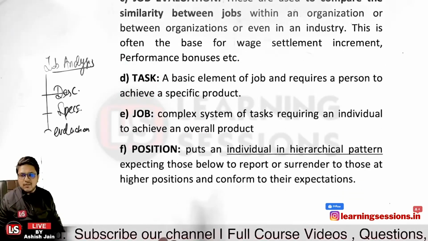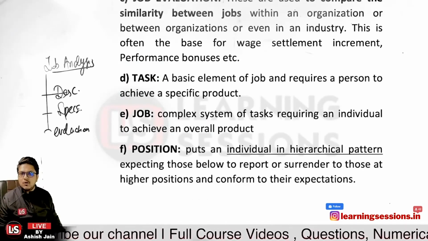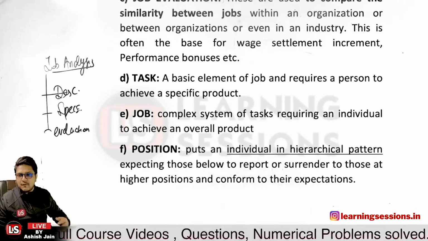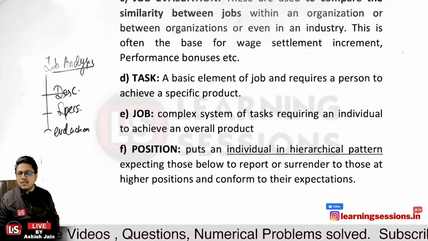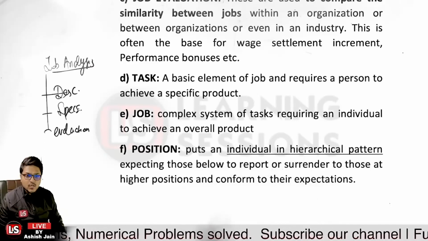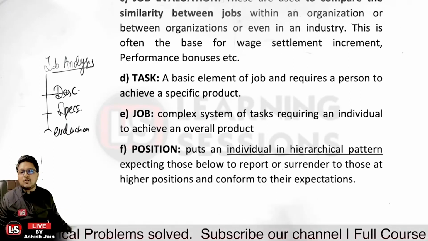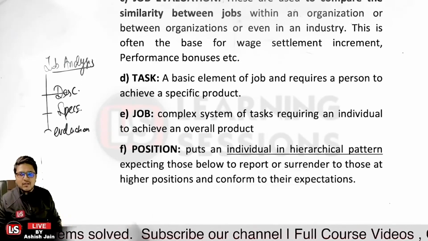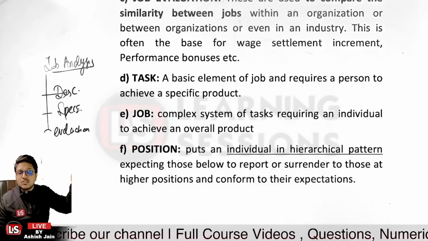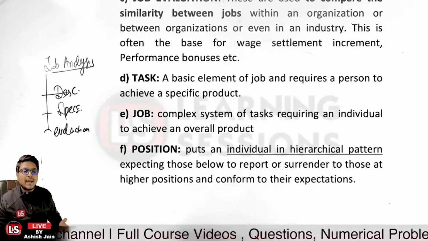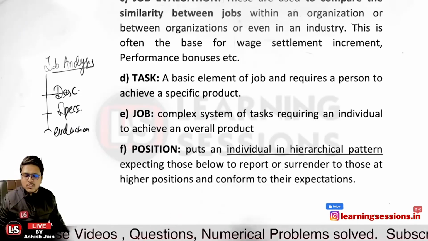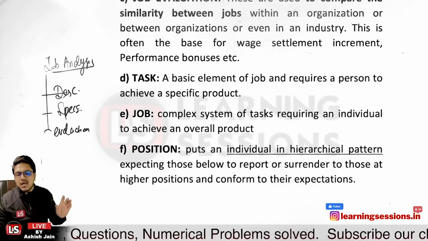So position is related to hierarchy. You are also working under a hierarchy in the bank. There is clerical level, officer level, managerial level, zonal level, RM, GM, and so on. So position puts an individual in a hierarchical pattern. Your juniors will be reporting to you, and further you'll be having pressure from the superiors that you need to abide by their expectations. You need to conform to their expectations. That is related to position. These are the definitions which can be asked in the exam itself.